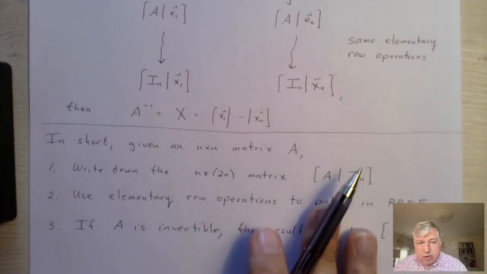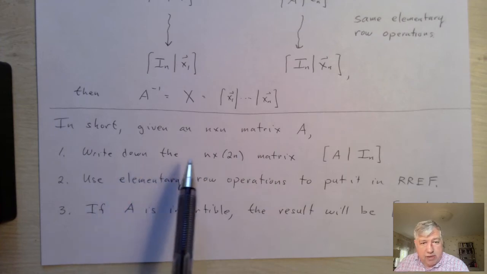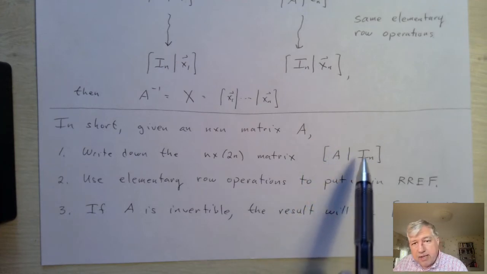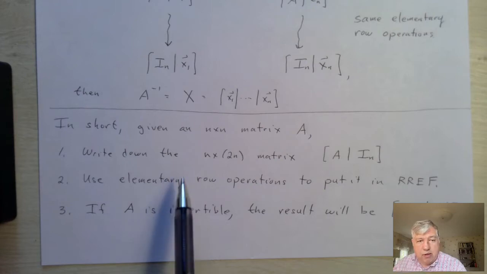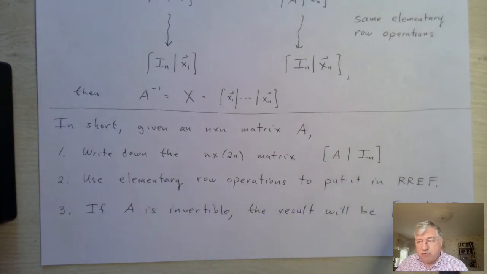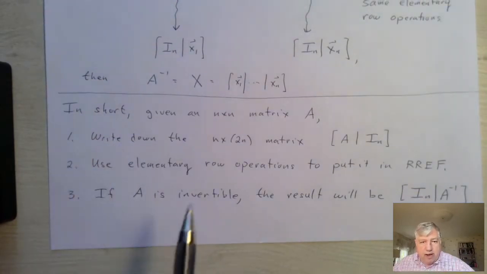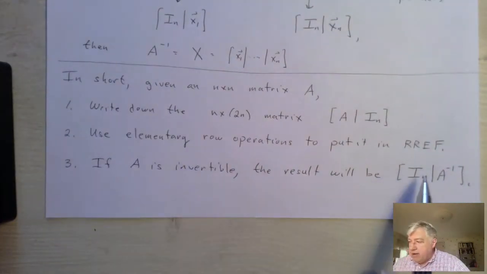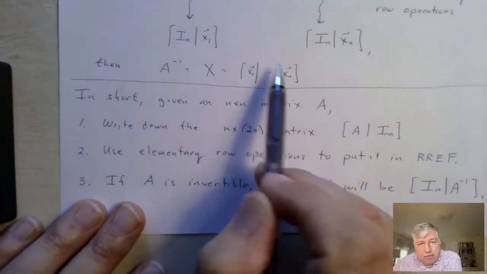So in short, this is the algorithm for finding the inverse. Given an n by n matrix A, you first write down the n by 2n matrix whose first half is your given matrix A, and whose second half is the identity matrix of the same size. Then you use elementary row operations to put this matrix in reduced row echelon form. If you do that correctly, and if it has an inverse, the reduced row echelon form will have an identity matrix in the first half, and whatever is in the second half is going to be your A inverse, because that's where these columns are coming from.